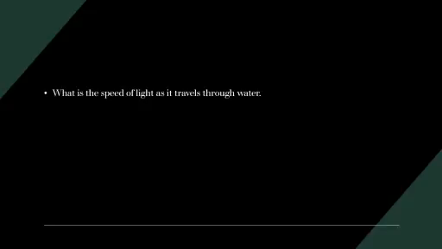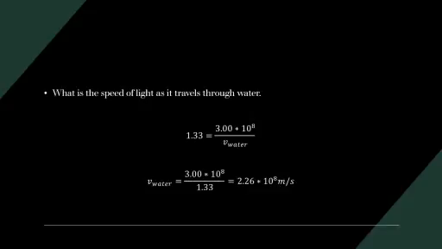Water's index of refraction is 1.33. So we'd go 1.33 is equal to 3 times 10 to the power of 8, all over whatever the velocity is in water. So it's essentially just a proportion: 1.33 over 1 is equal to 3 times 10 to the 8th over v. Cross multiply, divide, and we end up getting our answer: the speed of light through water is 2.26 times 10 to the 8th meters per second. So it looks like it's a lot of change, but really it's not. We cannot visually see that big of a difference. It's still traveling at the speed of light.